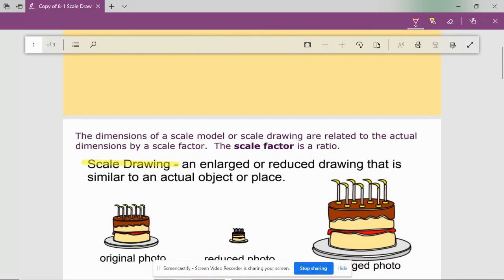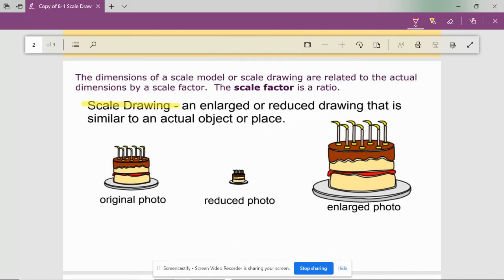When we talk about scale drawings, we're talking about dimensions of a scale model or scale drawing that are all related to actual dimensions by a scale factor. The scale factor is a ratio, and we've done ratios this year. This should not be something new, because we talked about ratios and proportions and did that whole unit together, except now we're putting it with pictures. A scale drawing is an enlarged or reduced drawing that is similar to the actual object or place.